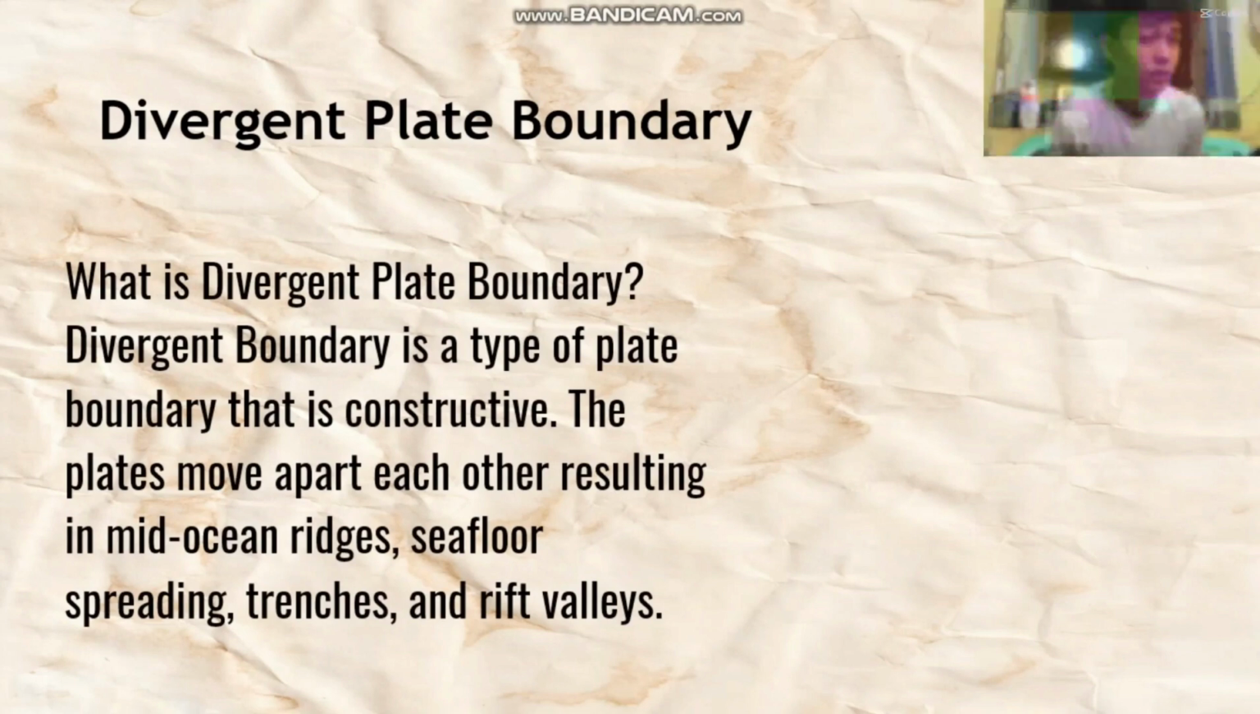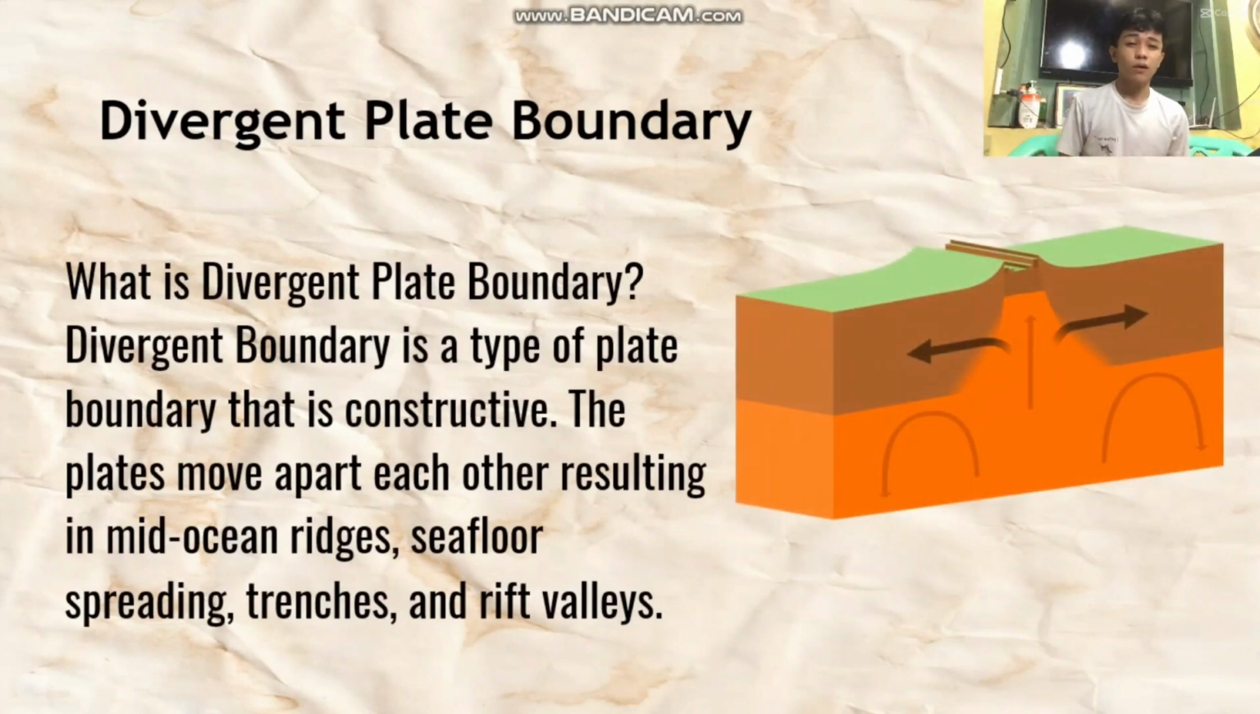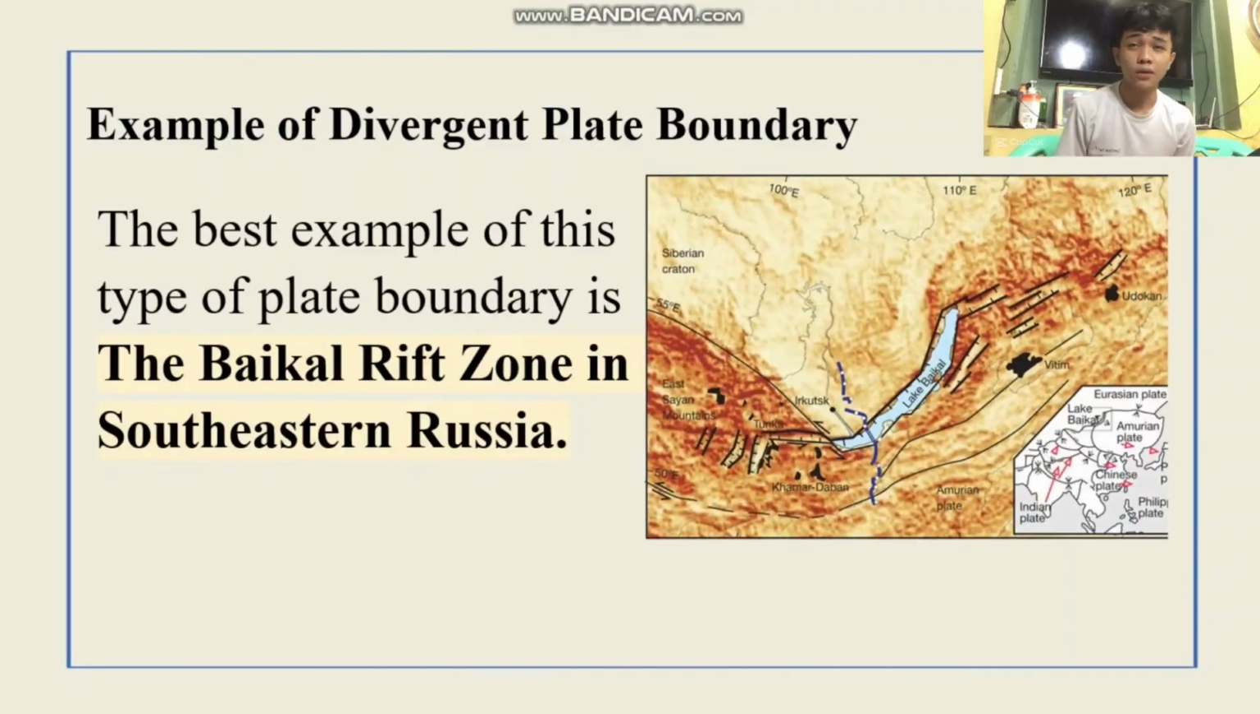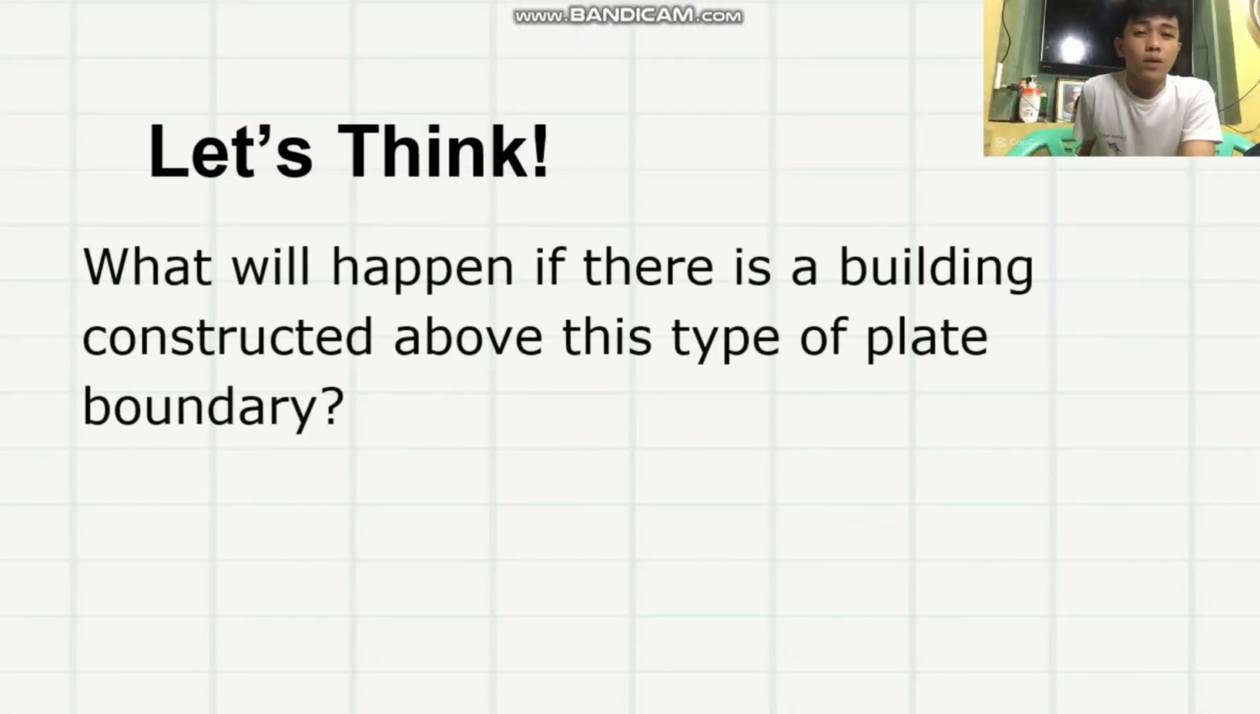Medanilla. Hey, have you ever wondered what is divergent plate boundary? Divergent plate boundary is a type of plate boundary that is constructive. The two plates move apart from each other, resulting in mid-ocean ridges, seafloor spreading, trenches, and rift valleys. One of the best examples is the Baikal Rift Zone in southeastern Russia. Let's think. What will happen if there is a building constructed above this type of plate boundary? It will go down as the two plates move away from each other.